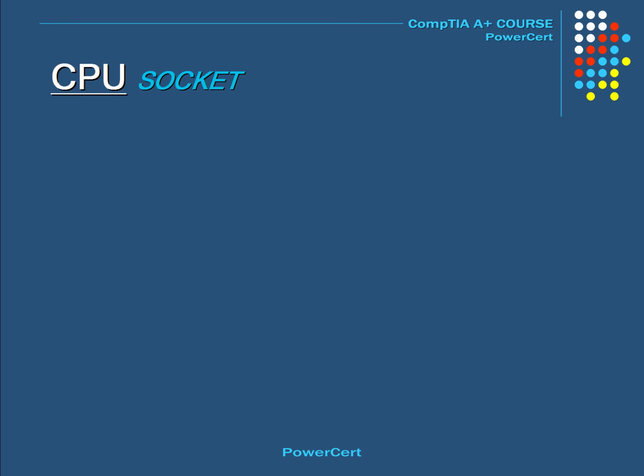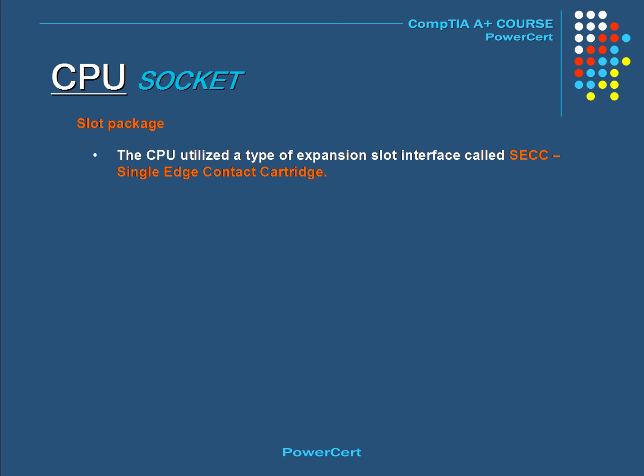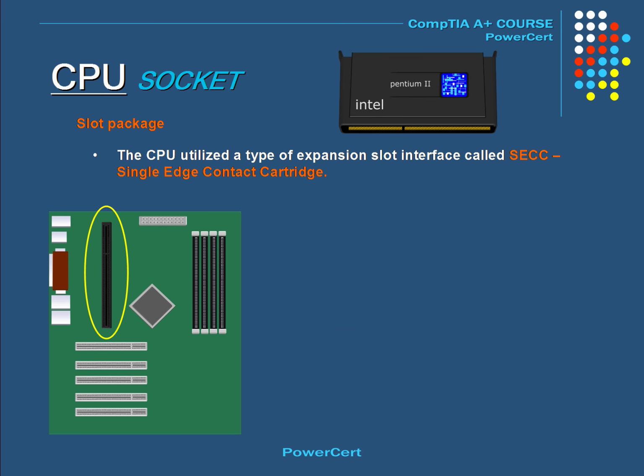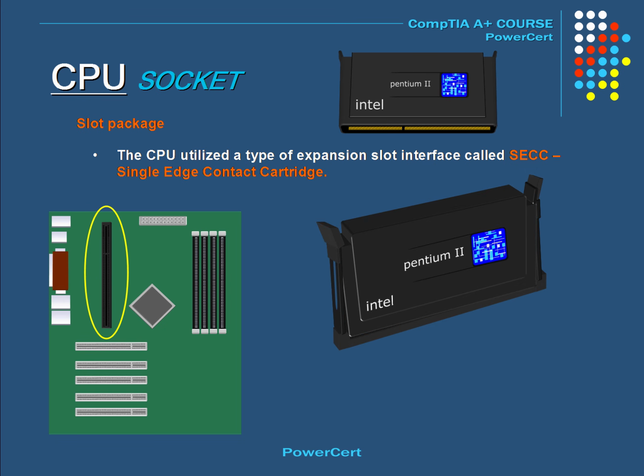Another type of socket design is the slot package. Now this package design is very different from the PGA. In a slot package, the CPU utilized a type of expansion slot interface called SECC, which stands for Single Edge Contact Cartridge. The CPU is housed inside a plastic cartridge and then inserted into the motherboard in a slot very similar to inserting an expansion card. The slot design is an older design that made its debut with the Intel Pentium 2 processor, which came out in 1997. This particular design was called Slot 1.